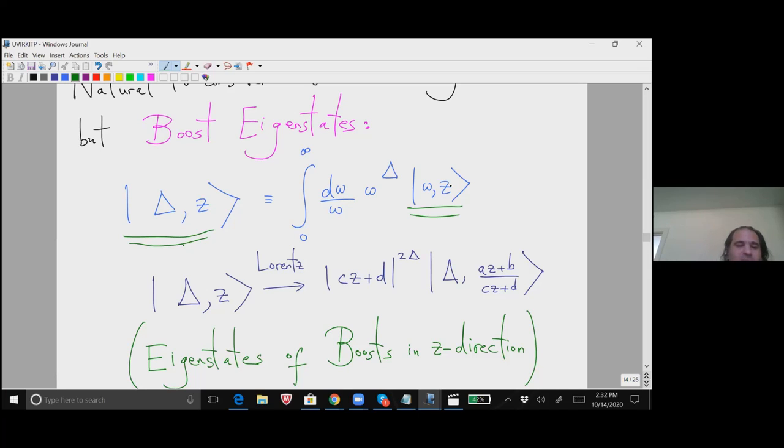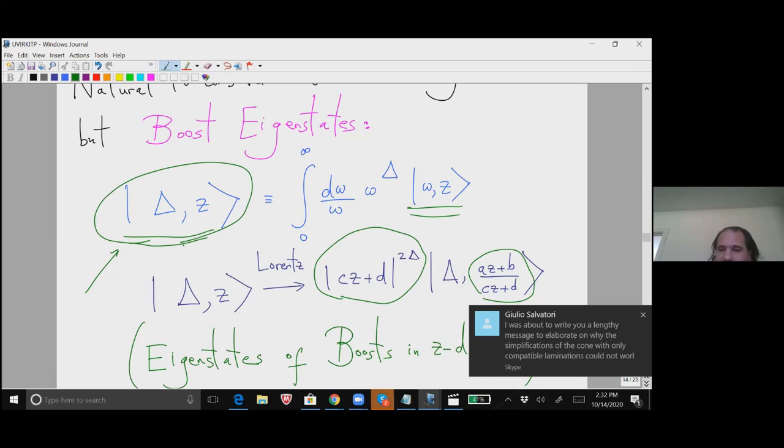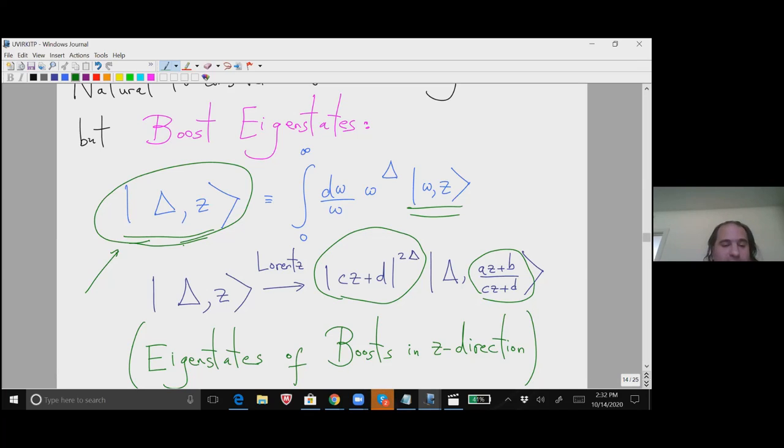Now, what is the point of this? The point of this is that now this state transforms as nicely as possible under Lorentz transformations. Under SL2C, delta Z transforms by this overall power out in front, and Z gets replaced by its Mobius transform. In other words, this state transforms exactly like a primary field in a conformal field theory on the sphere. Notice that this conformal symmetry on the sphere is nothing other than Lorentz symmetry.